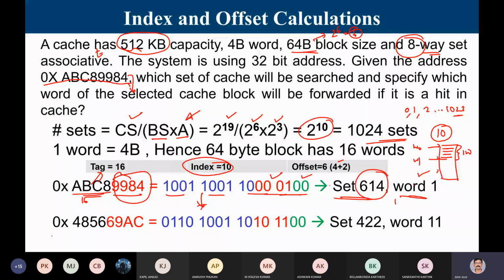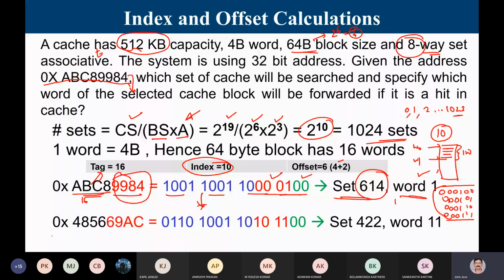So how do you get word number 1? 0001, 0001, 10, and 11. So this is going to be the same. So 0001, 01, 0001, 10, 0001, 11. These are the 4 bytes that I need to send to the CPU.